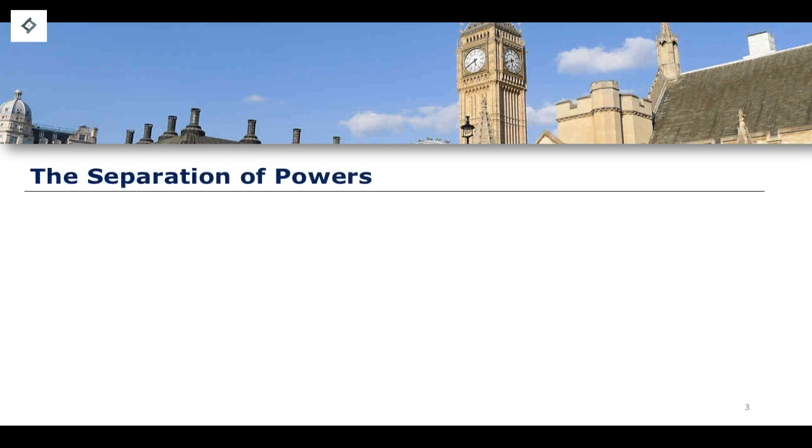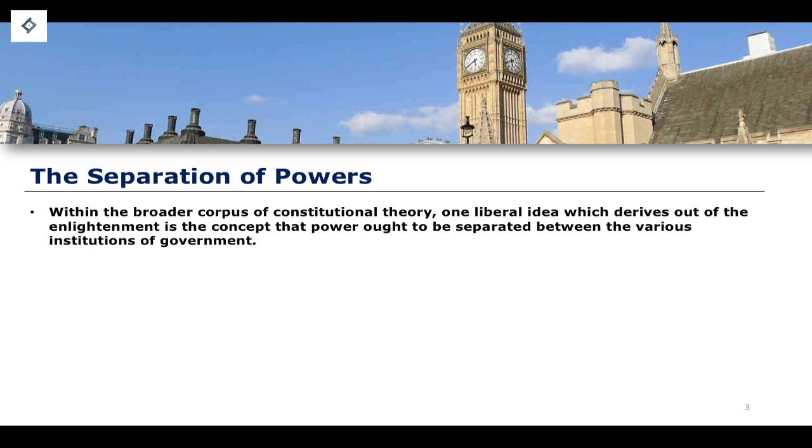So the concept of the separation of powers is something that we will explore in more detail when we look at the principles of the UK Constitution. But within the broader corpus of constitutional theory, this is a very liberal idea which derives out of the Enlightenment and a number of different Enlightenment thinkers. It's the idea that power should be separated between the various different institutions of government.